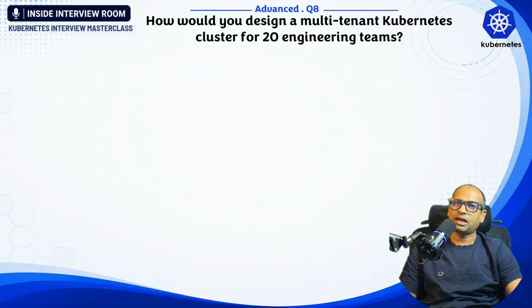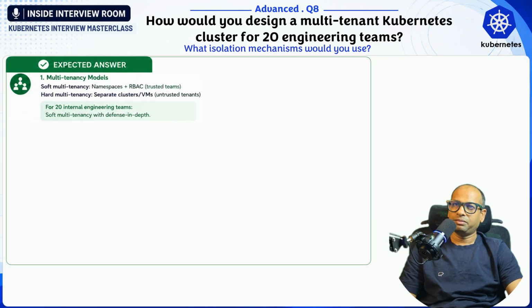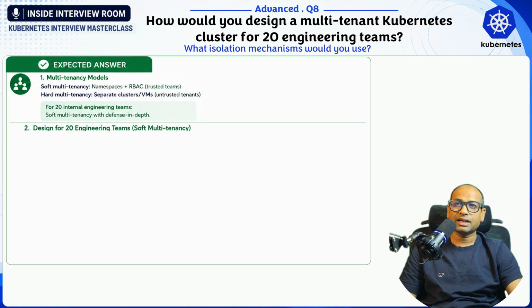How do you design a multi-tenant Kubernetes cluster for 20 engineering teams? What isolation mechanism would you use? What is the expected answer? Frame it first with the two multi-tenancy models. Soft multi-tenancy: namespaces plus RBAC for trusted teams sharing a cluster. Hard multi-tenancy: separate clusters or VMs for untrusted tenants.